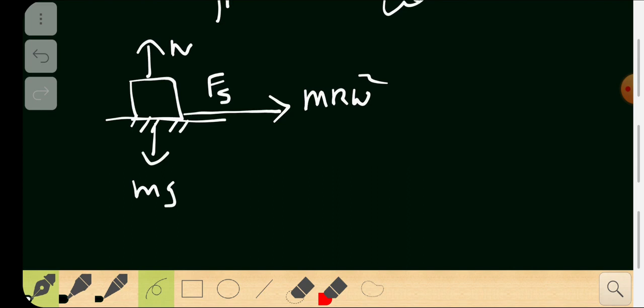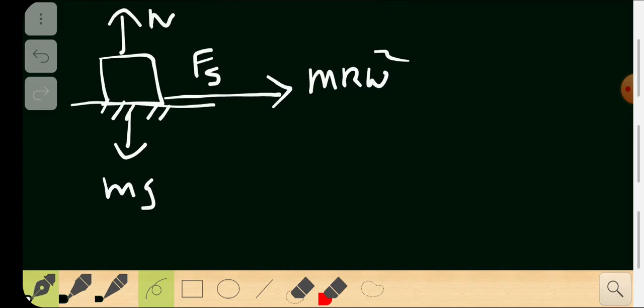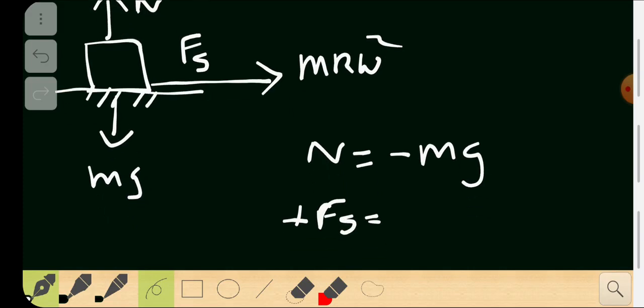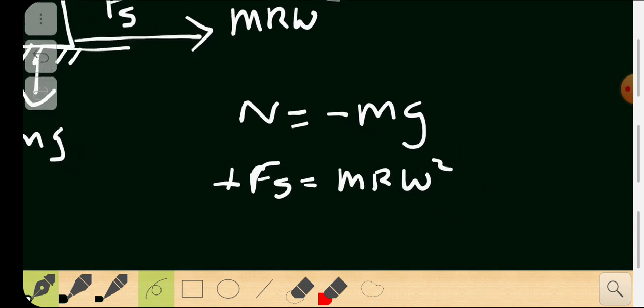So now I'm going to write down and solve the force equations. So first, in the y-axis, N must be equal to minus mg, which is the opposite direction, and in the x-axis you have the frictional force fs. In the same direction there is the centripetal acceleration force, so that is m r omega square. Okay, simple.